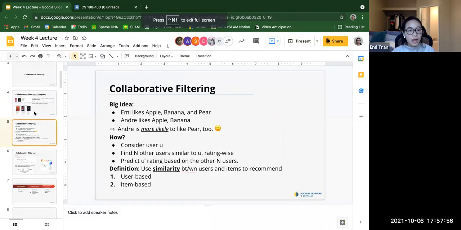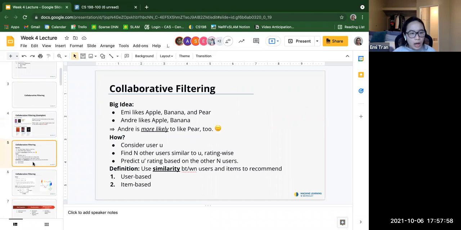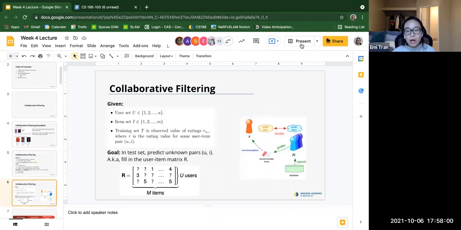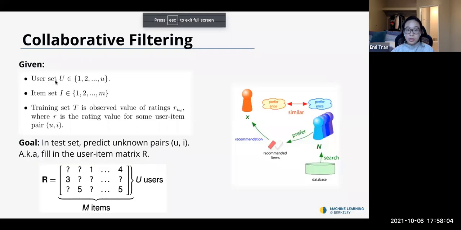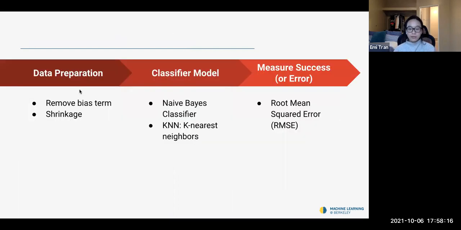Usually you come in and you have all this information: the user set U, all the users available. So here are this number of users, here are this number of items, and the ratings between them. After you're given them, you do some data preparation.